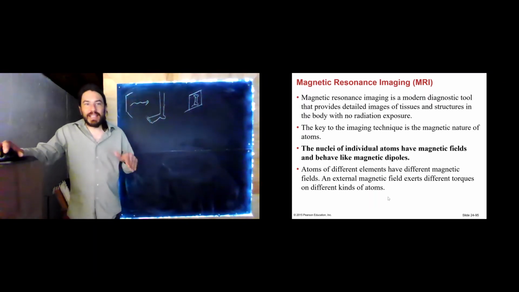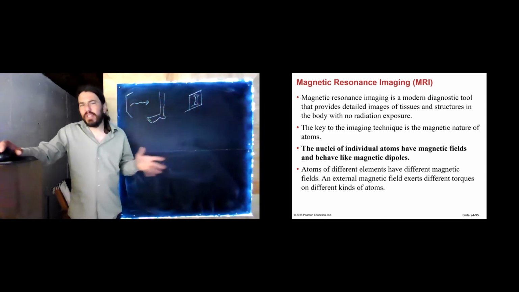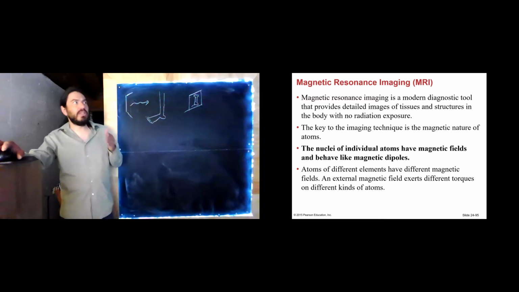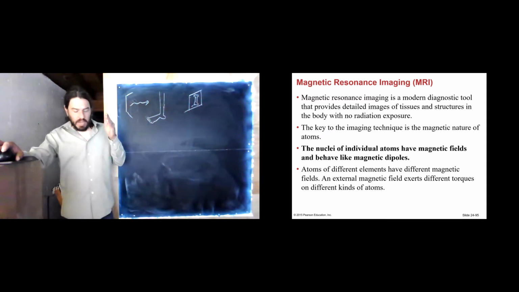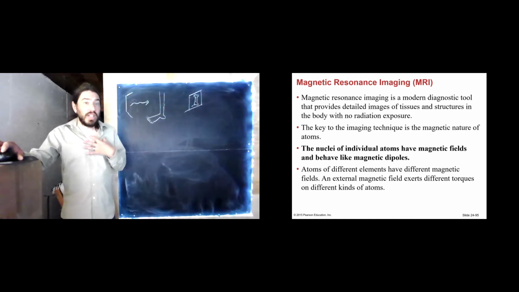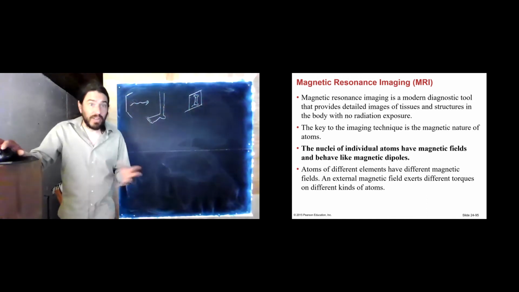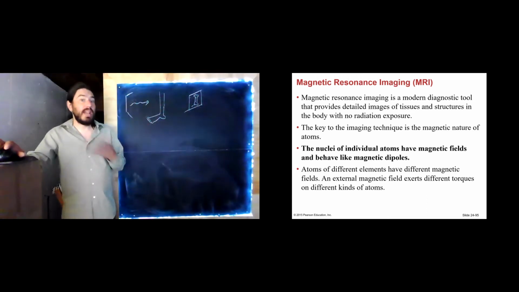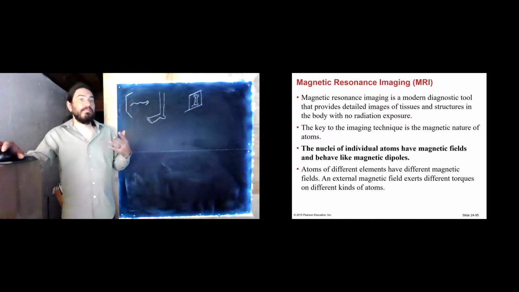Now, an external magnetic field will exert a torque on a nucleus, but it will exert a different torque on different types of nuclei. So again, an MRI is able to image hydrogen nuclei. Probably scientists could make it so that it images different nuclei, but since hydrogen is all over in our bodies, since we have a ton of water in our bodies, it makes a nice target. There's a lot of it in our body.